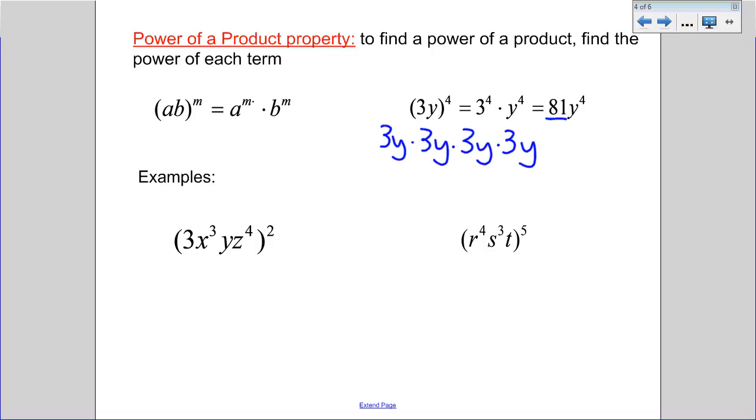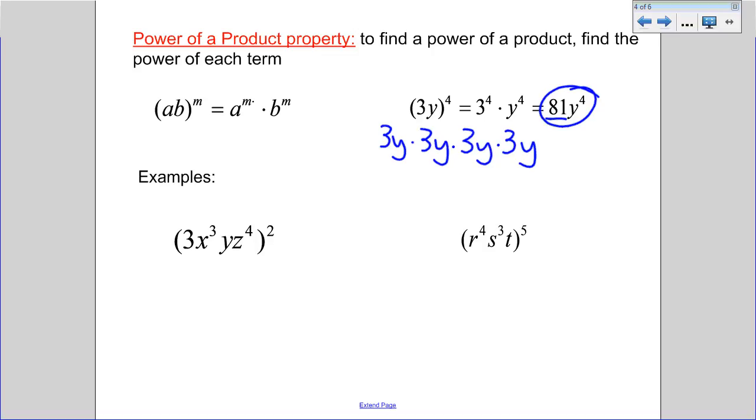So those exponents get applied directly to those variables, or to those coefficients. You could go to your calculator, ladies and gentlemen, and type in 3 to the 4th. Now you can't type in y to the 4th because we don't have variable values in our calculator, but we can see that we have 4 y's, and so that's where 81y to the 4th is coming from.